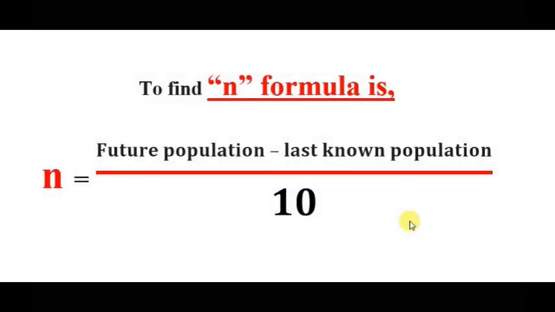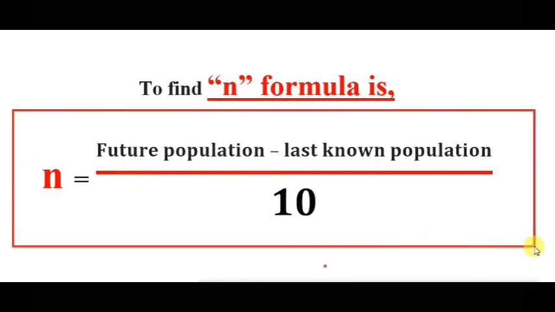Now we will see the formula to find n, where n is the number of decades in which we are going to find the future population. Formula is n = (future population year minus last known population year) divided by 10. Future population year means the year in which we want to find the population, and last known population means the available data of the last known decade.